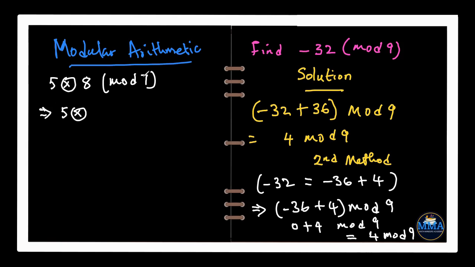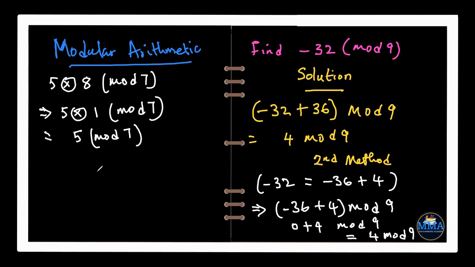Look at this 8, it's bigger than 7, so we can reduce it, because in mod 7 you are meant to see 0 to 6. 8 is not a number in mod 7. So we can return this 8 back to a mod 7 number. What we do is divide 8 by 7 and take the remainder. If you divide 8 by 7, the remainder is 1. So now we can say 5 times 1 gives us 5 mod 7.